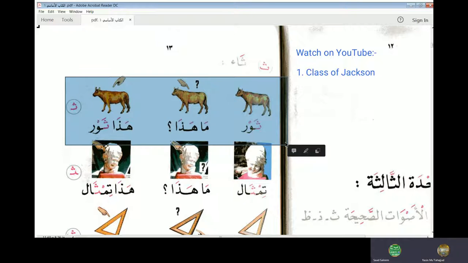ما هذا؟ هذا ثور. That's a bull. What is this? This is a bull.